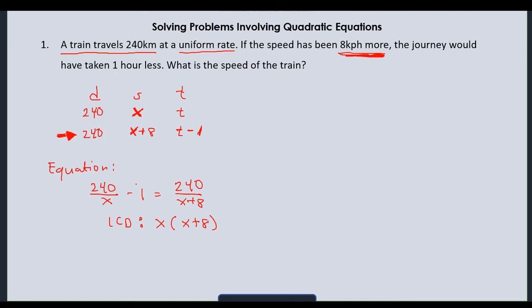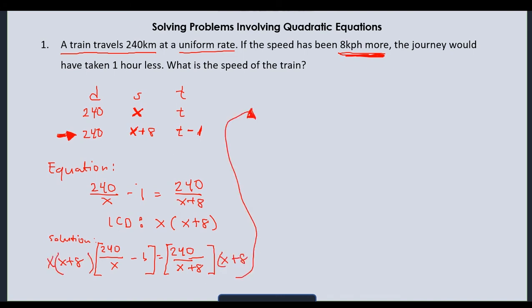Next, let's go with the solution. Just copy first again: 240 over x minus 1 equals 240 over x plus 8. Now let us multiply both sides of the equation by the LCD. I'm going to have x plus 8. Sorry, I forgot the x here. There should be an x here: x times x plus 8. There you go. Then again, I'll continue here for the solution.